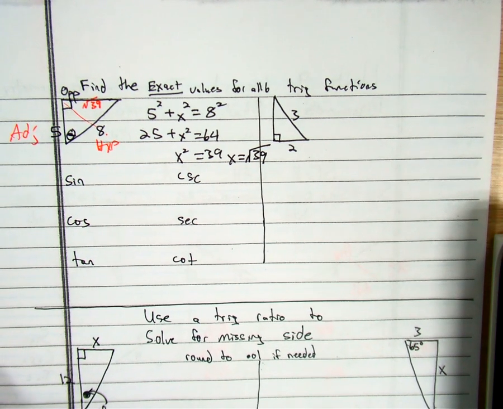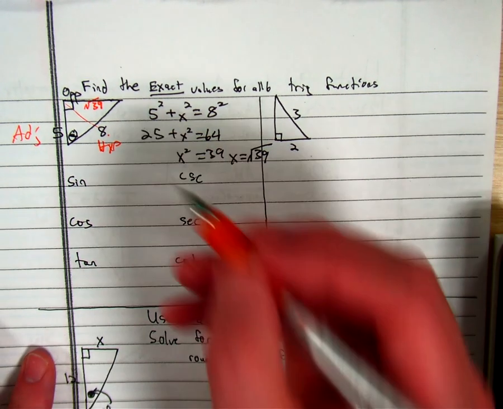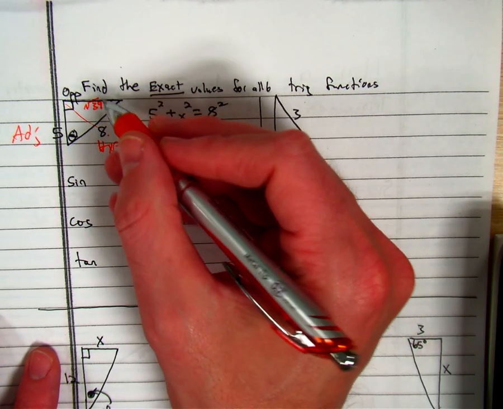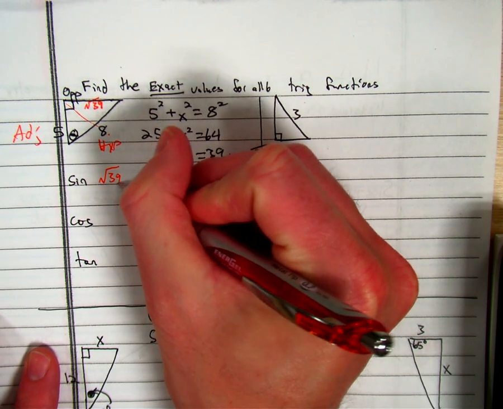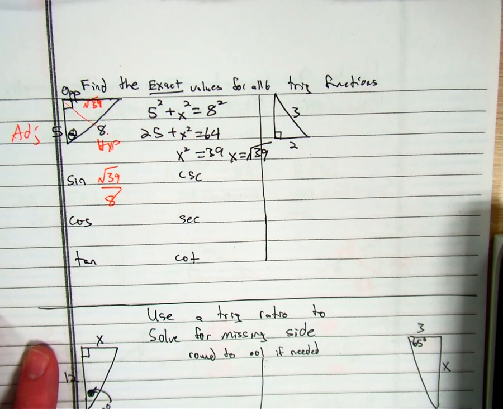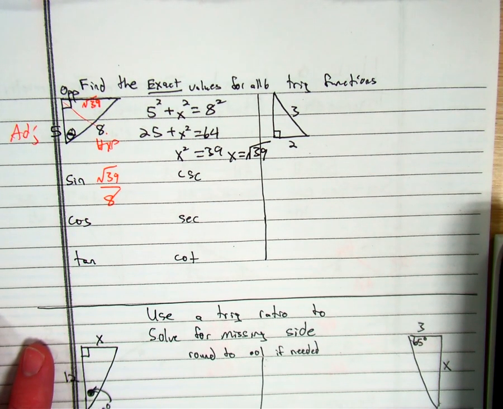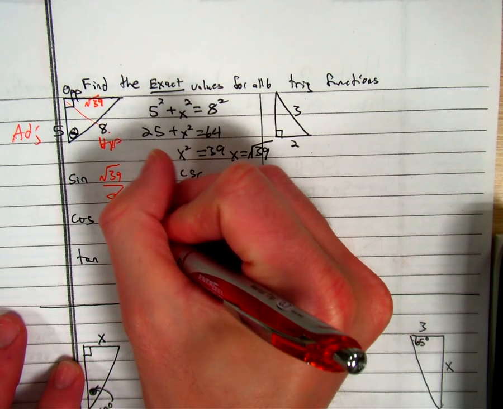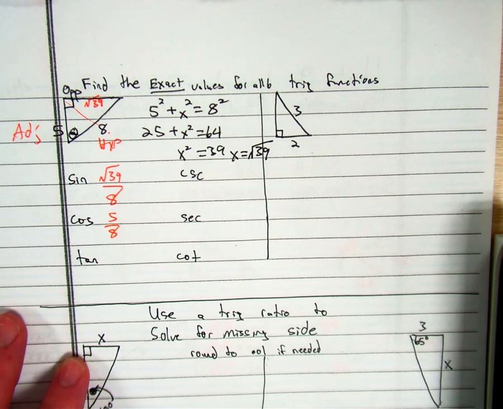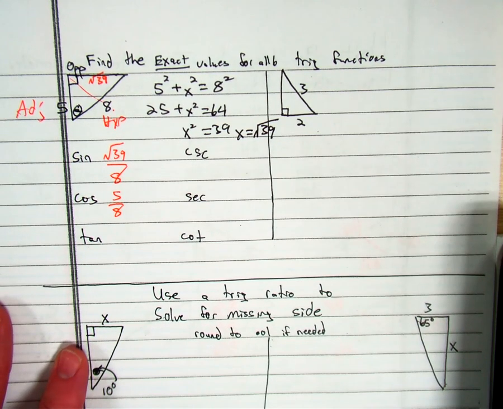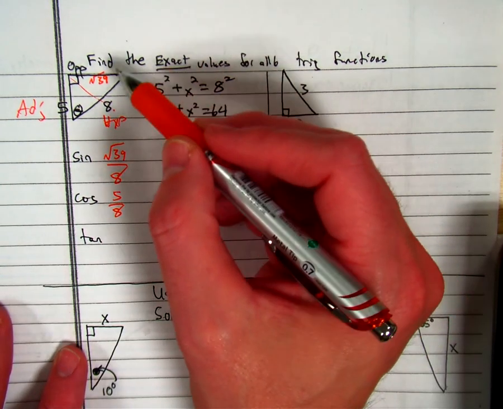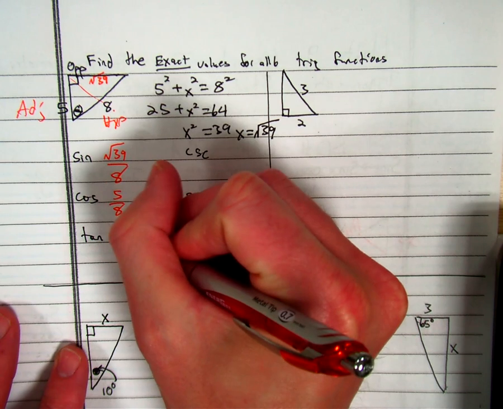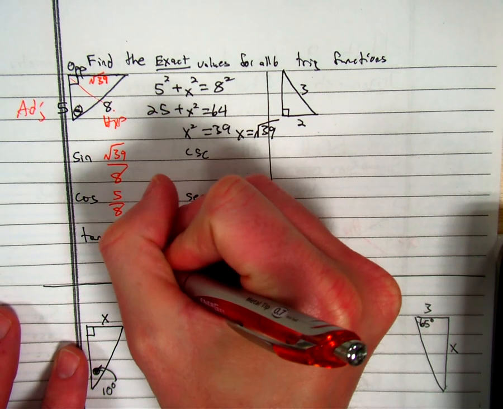Sine, S-O-H for so. Sine is opposite over hypotenuse. Square root of 39 over 8. Cosine, CAH. Cosine, adjacent over hypotenuse. 5 over 8. And TOA, tangent is opposite over adjacent, radical 39 over 5.